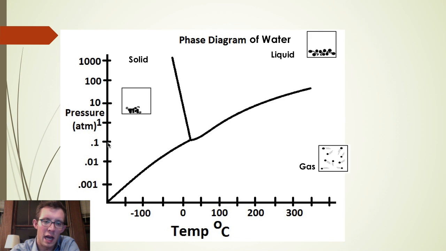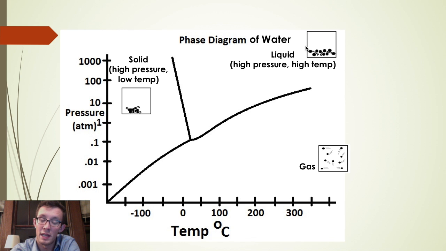So you can see at really high pressures, where there's a lot of pressure being exerted on the molecules, and at really low temperatures, where the molecules are not moving around very much, water tends to be a solid. And at really high temperatures and high pressures, water tends to be a liquid. Whereas at really high temperatures and low pressures, water tends to be a gas. And that kind of makes sense. The molecules are moving at a very high speed or high temperature, and there isn't a lot of force pushing the molecules together.